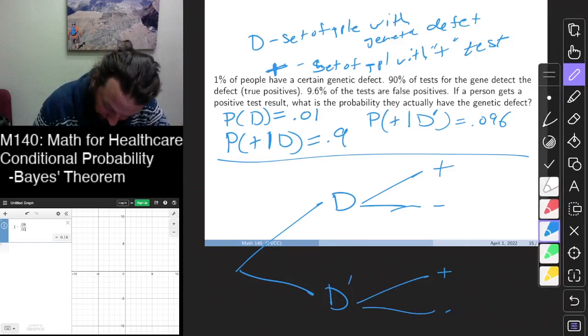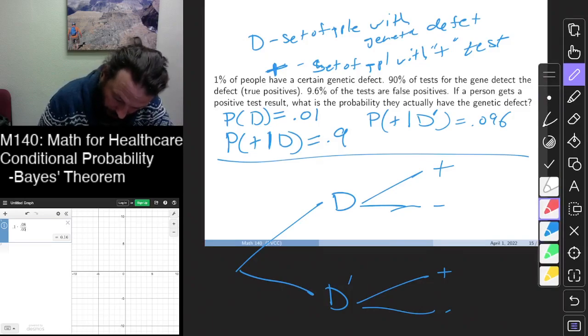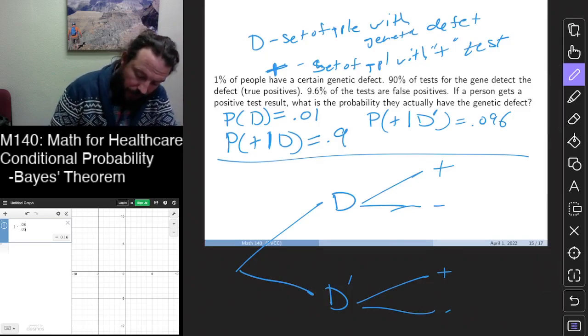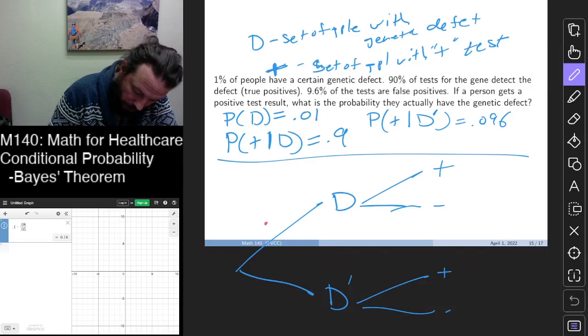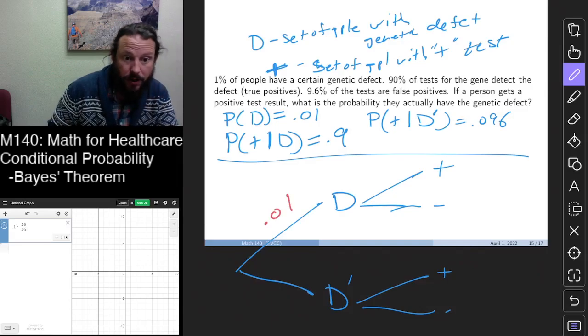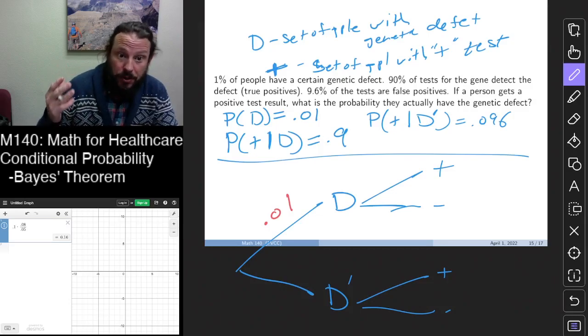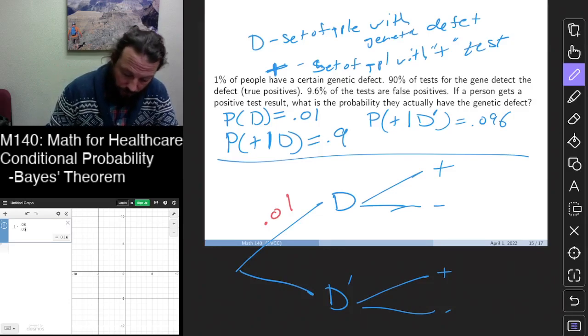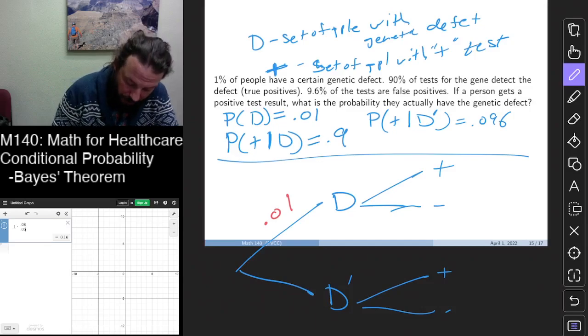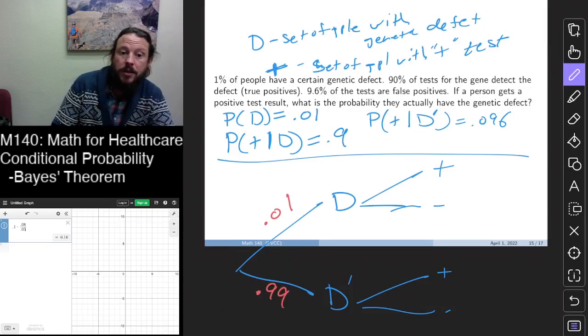So, see, we're given the probability of D is 0.01. That's the probability I walk along that path. Probability that a person has that certain genetic defect, so the probability of D complement is going to be 0.99, right? It's the complement, 1 minus that.